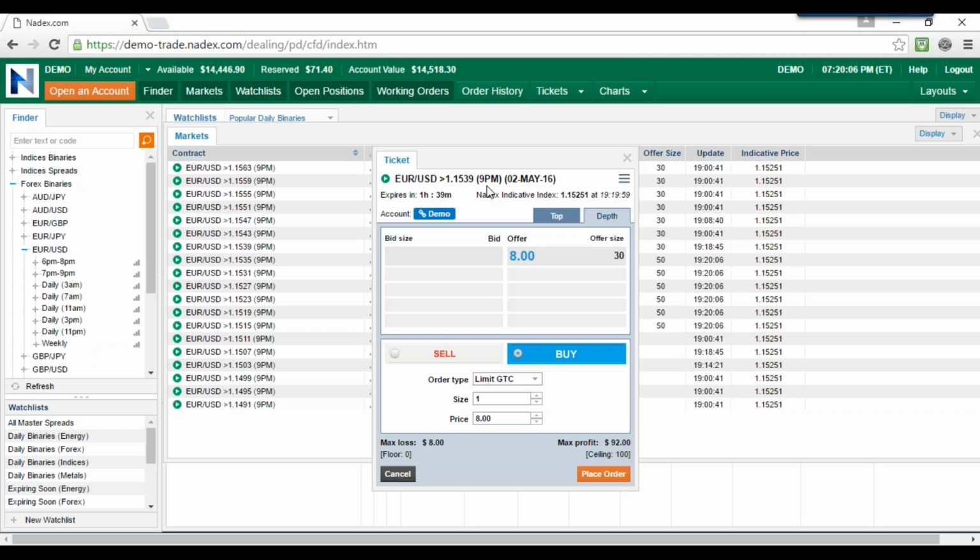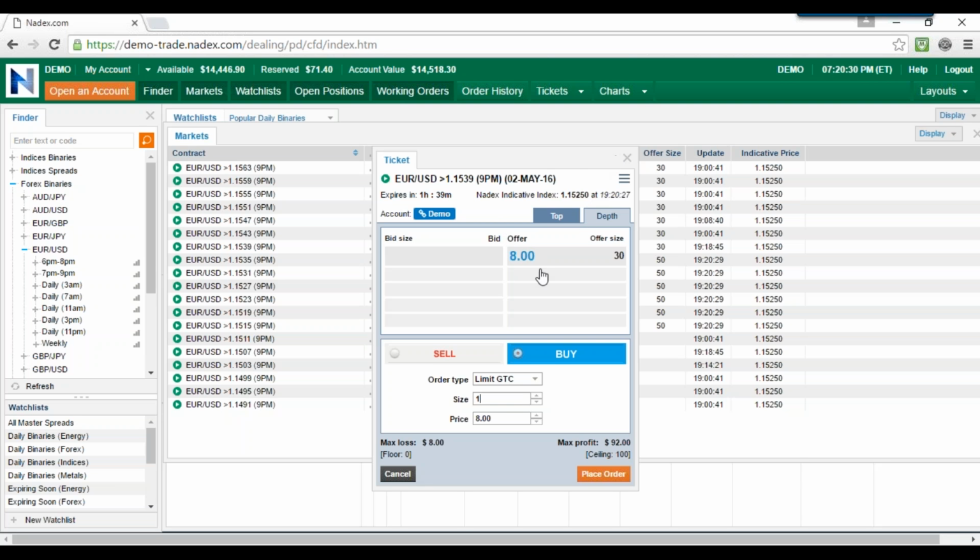15.25. What does this binary statement say? The market has to expire above 15.39. So the market has to move up quite a bit just to get to this strike price, right? We talked about how that's not as high of a probability. You have to make sure that the market's moving. You have to know that it's moving up.